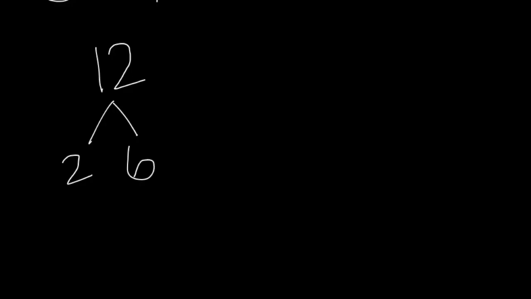Since we can't break down the 2 anymore, we're going to go ahead and circle it. We can't break it down anymore because 2 is a prime number, which means that 2 can only be multiplied by 1 and itself. So the only factors of 2 are 1 and 2, so we're going to circle that and leave that just like it is.